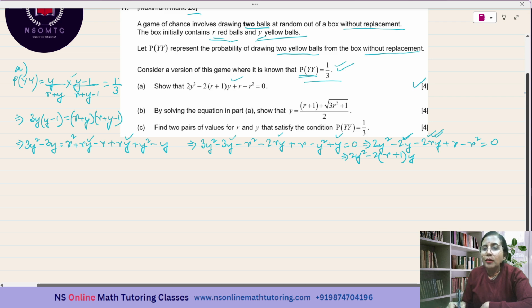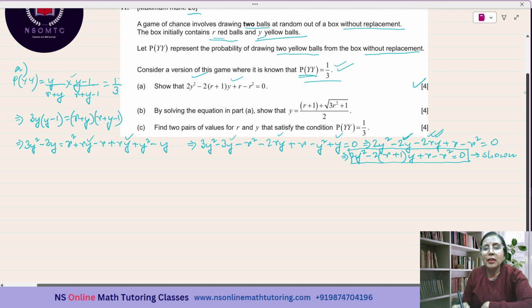Okay, so this plus r minus r square is equal to 0, shown. Okay, fine. Coming to subpart B. By solving the equation in part A, this equation, show that y equal to this.